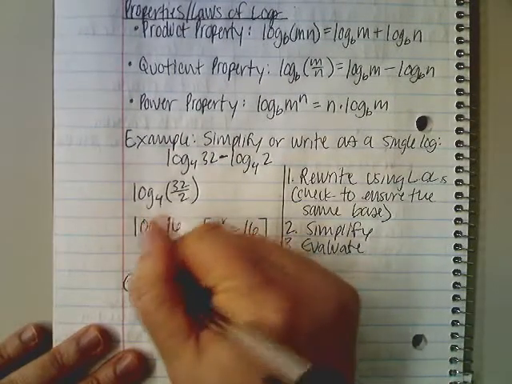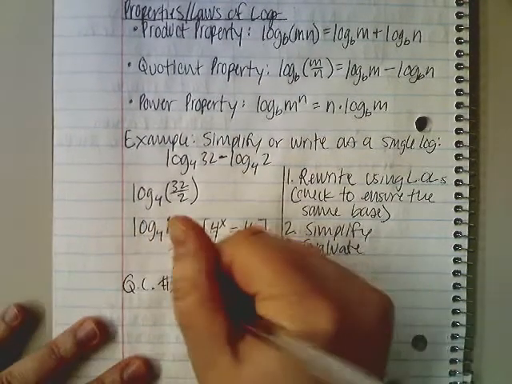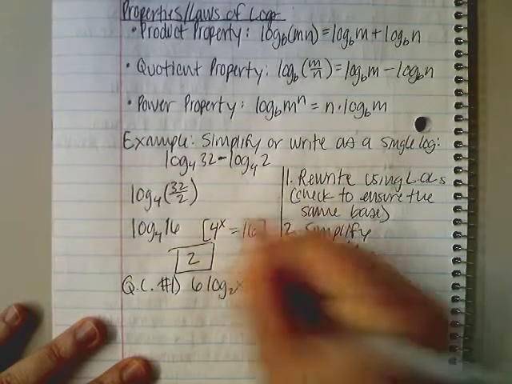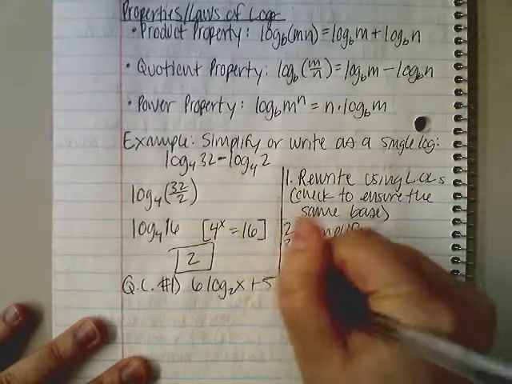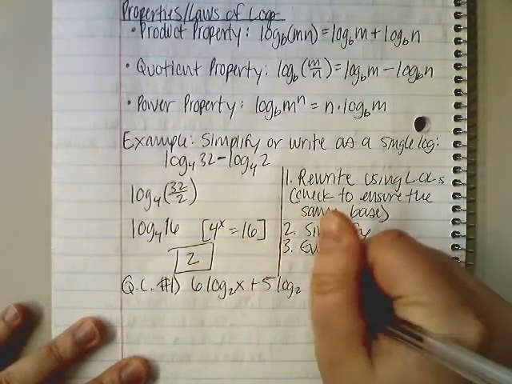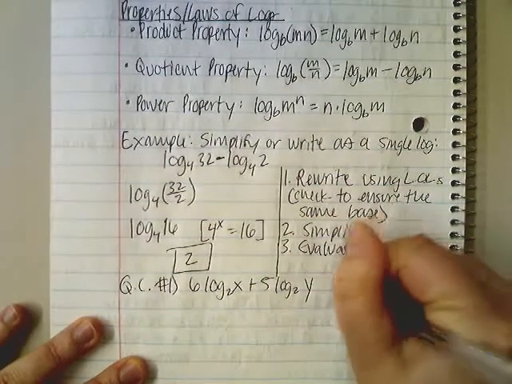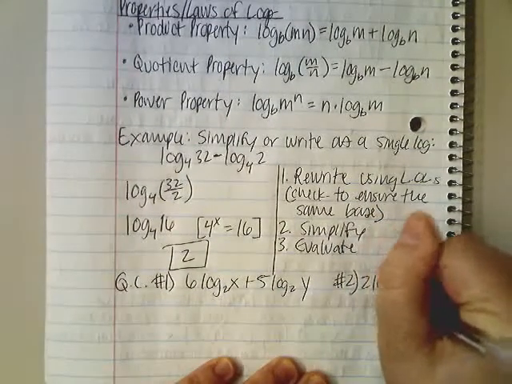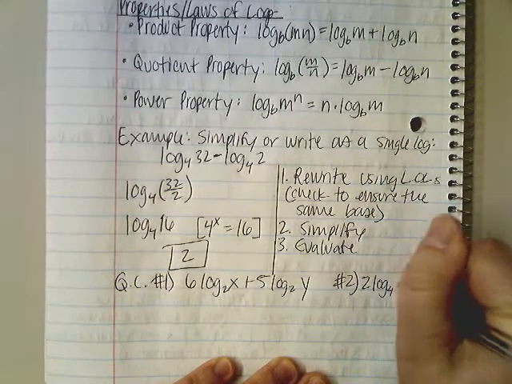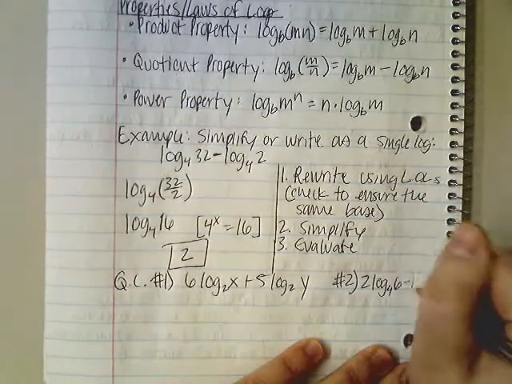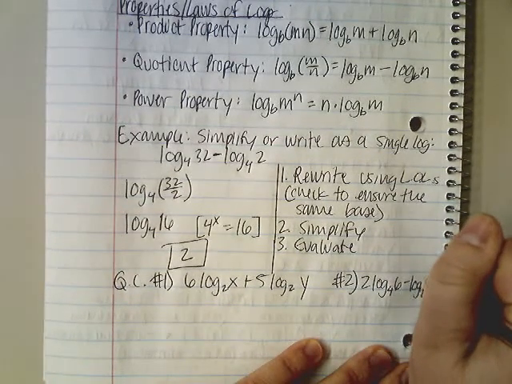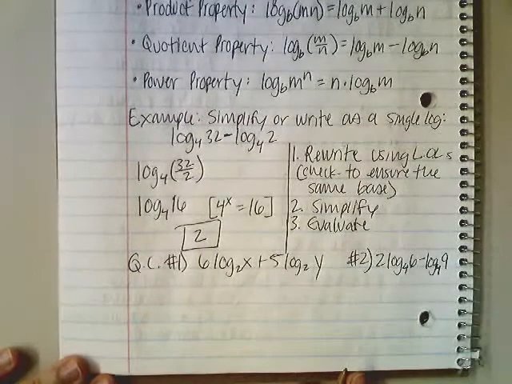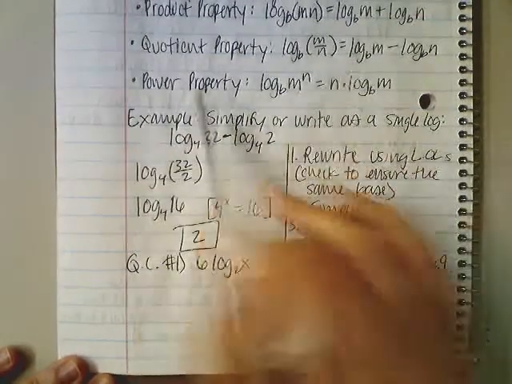I'm going to give you two to do the same thing for: simplify or write as a single log. So I have 6 log base 2 of x plus 5 log base 2 of y. And then my second one is 2 log base 4 of 6 minus log base 4 of 9. So that's a base 4. That one's a little squished, sorry about that. Try those on your own using these laws.